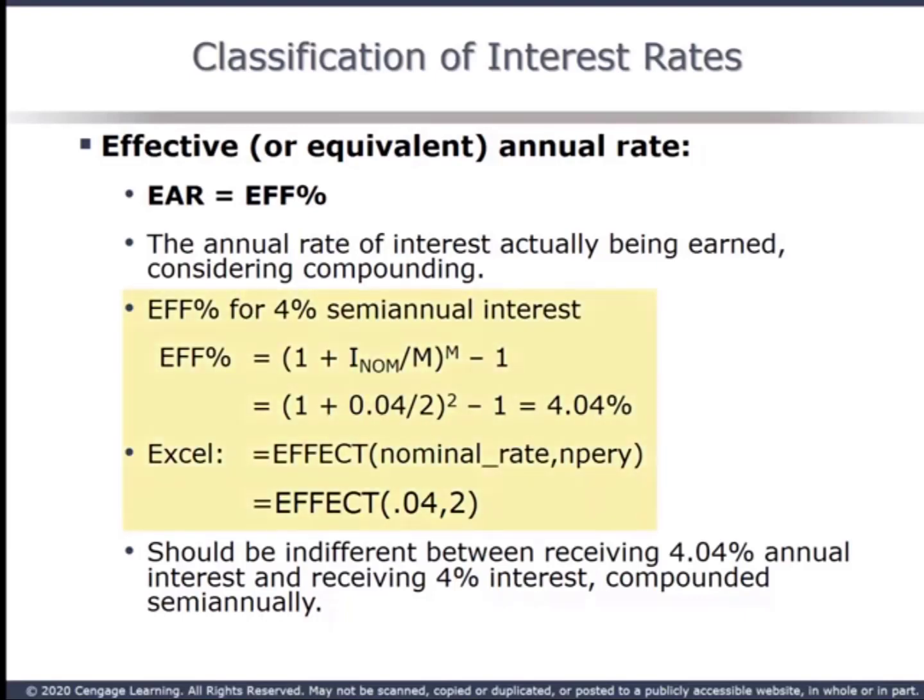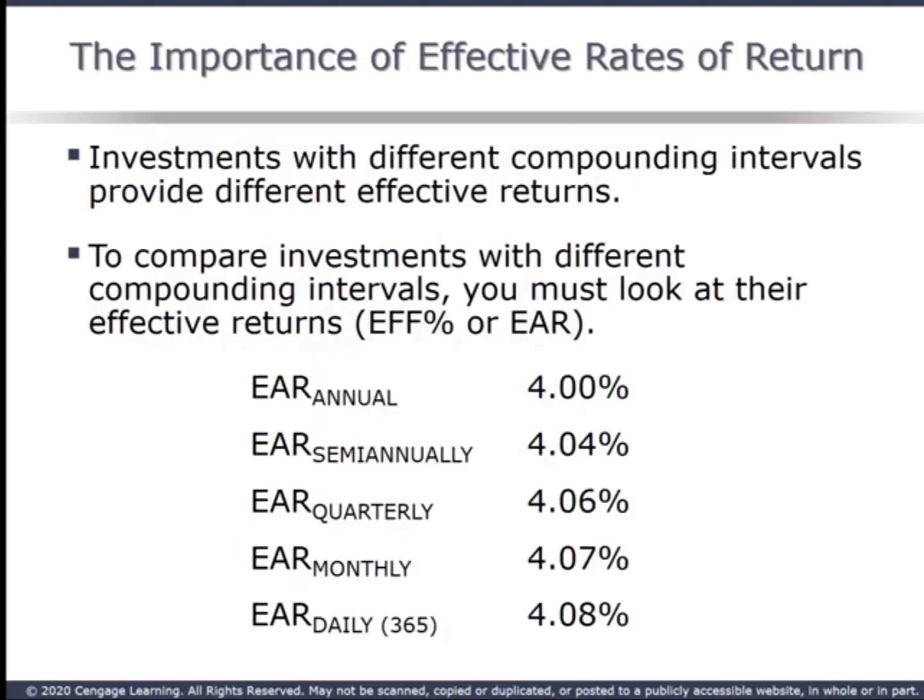A nominal rate can be converted to an EAR using the formula on the slide or using the Excel function shown. These effective rates demonstrate why it's important to convert APRs to effective rates for comparison. While the difference may be small, over time and with large amounts of money, that small difference can make a big difference. APR and EAR can be equal, but only if the APR is an annual rate, M is equal to 1. If the number of compounding periods per year is greater than 1, then the EAR is always greater than the APR.